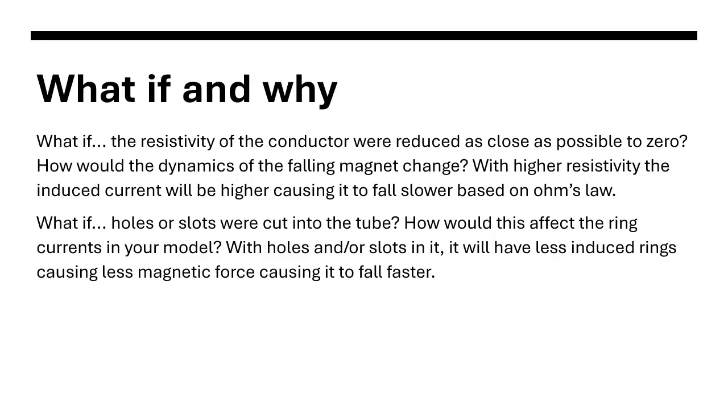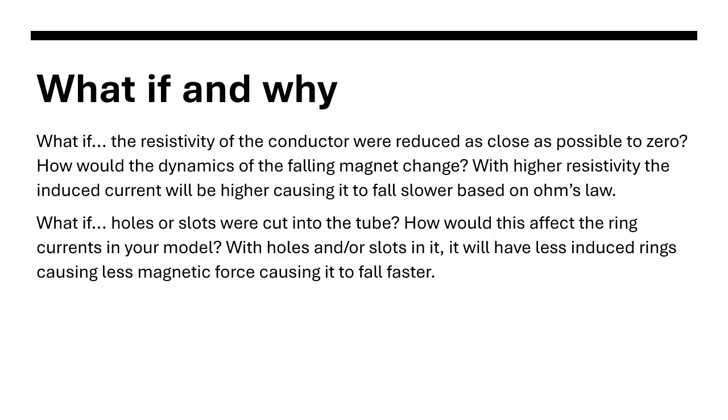For the what-if and why questions: what if the resistivity of the conductor was reduced as close as possible to zero? Using Ohm's law, where V equals IR, if R is decreasing, then the current would increase. This would cause the bar magnet to fall slower, as there would be a greater current, resulting in a greater magnetic force.